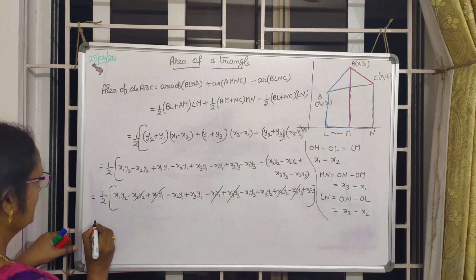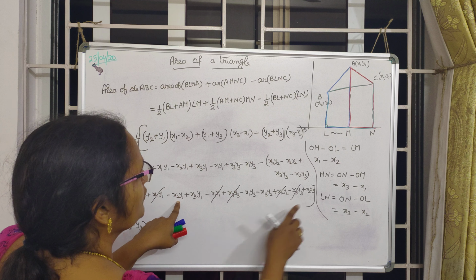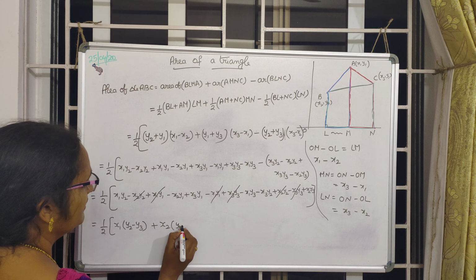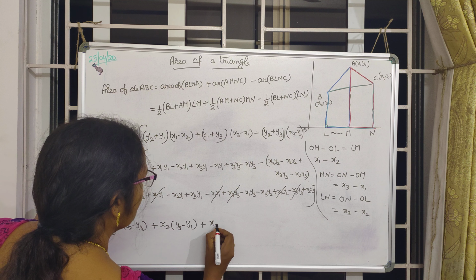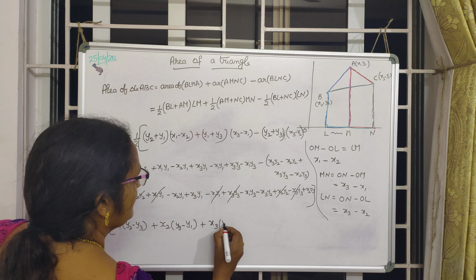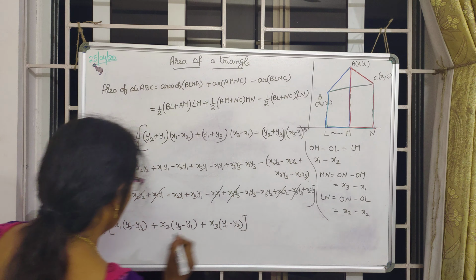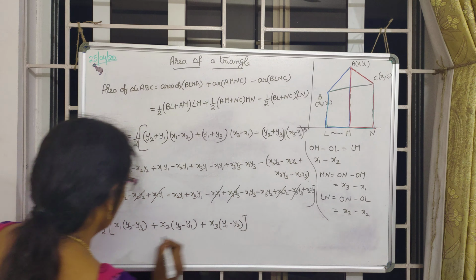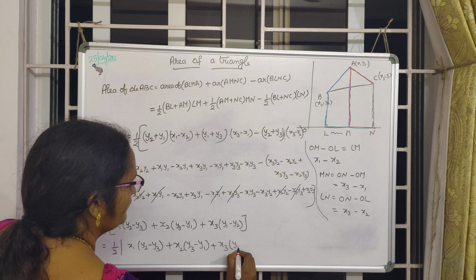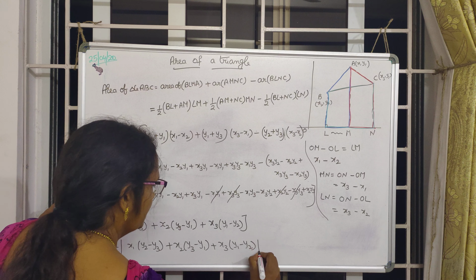Now half, into x1 I am taking out the common. X1 terms are here and here, so it is y2 minus y3, x1 terms over, plus x2 I am taking out the common. x2 is here, one more x2 is here, so x2 is y3 minus y1, plus x3 I am taking out the common. x3 is here and here, y1 minus y2. That is half modulus x1 into y2 minus y3 plus x2 into y3 minus y1 plus x3 into y1 minus y2, is the area of the triangle.